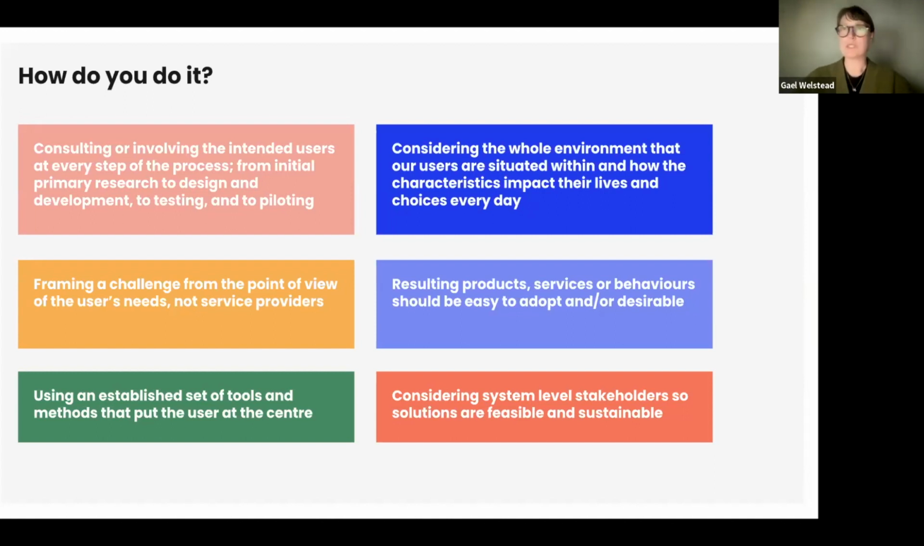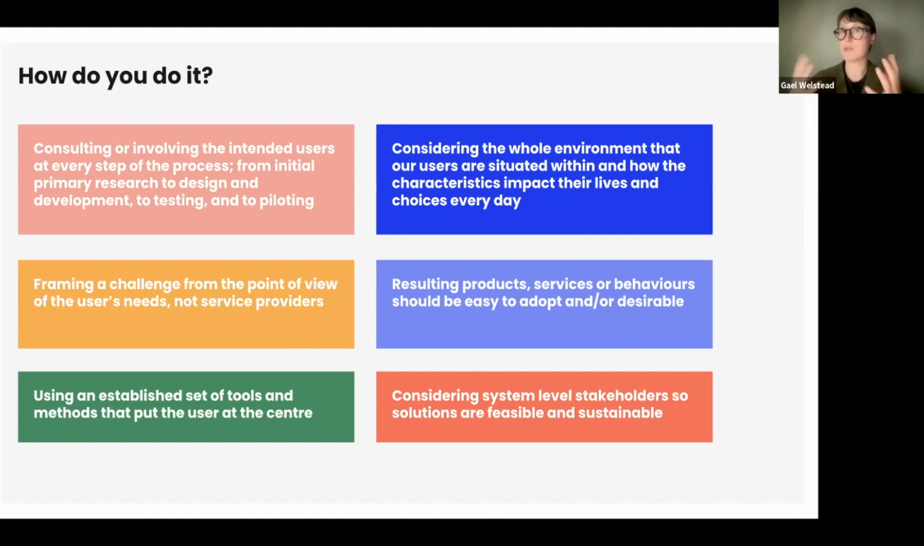So we really want to make sure that people can do what they want to do as easily as possible. We might design the perfect service for people to solve their needs, a health service, but if it's too far away or it's too expensive or they don't know it's there, it's making sure that it's as easy as possible in as many ways as possible with all the tools at our disposal. And then considering system level stakeholders so solutions can be feasible and sustainable.